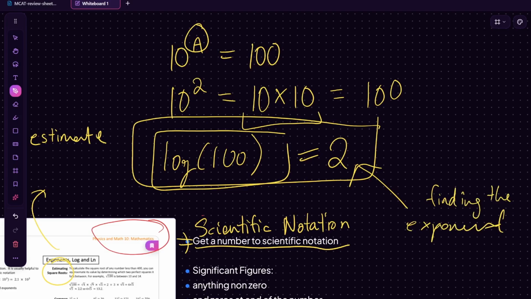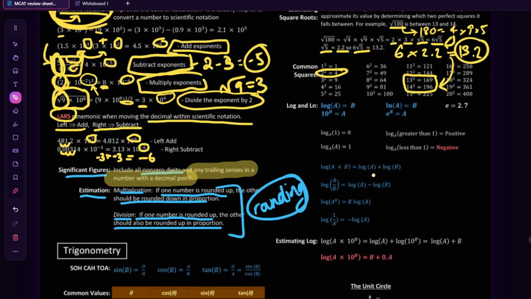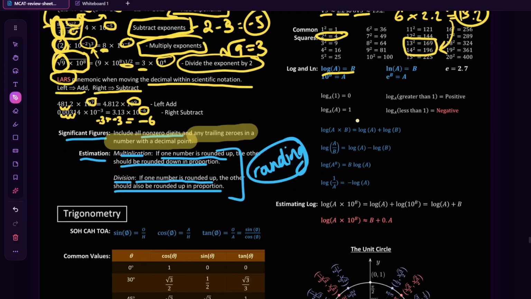So the formal definition and the general rule is on the screen here. See if we can get it. So log A is equal to B, and then 10 to the power of B is equal to A. Sorry, I'm blocking the text here. So log A is equal to B, and 10 to the power of B is A. So this is exactly what I just went over, by the way.